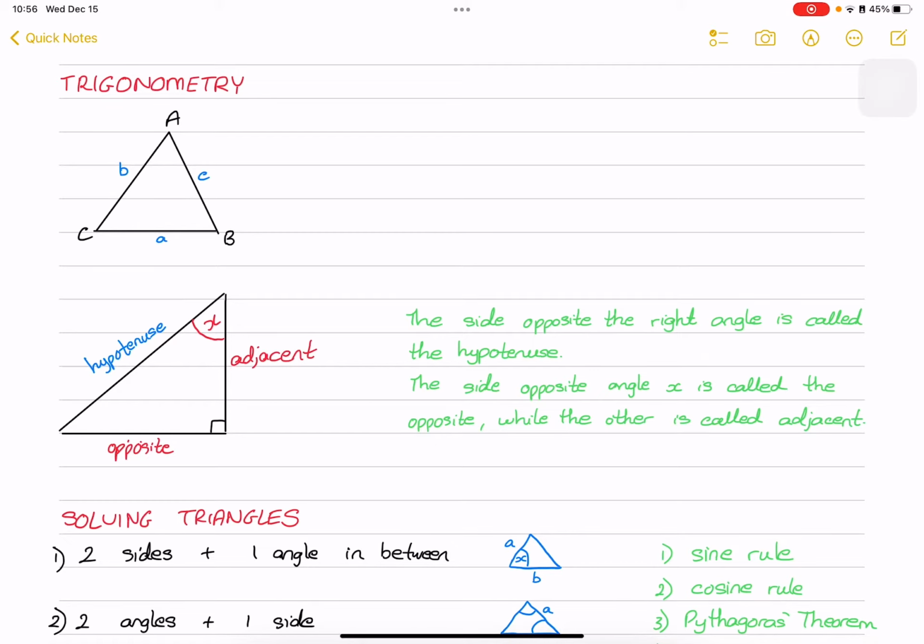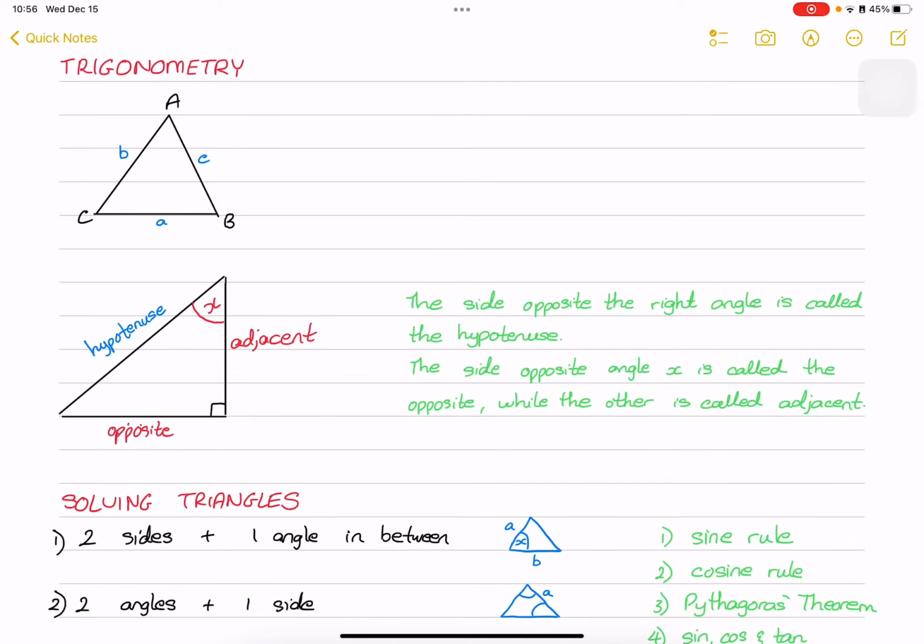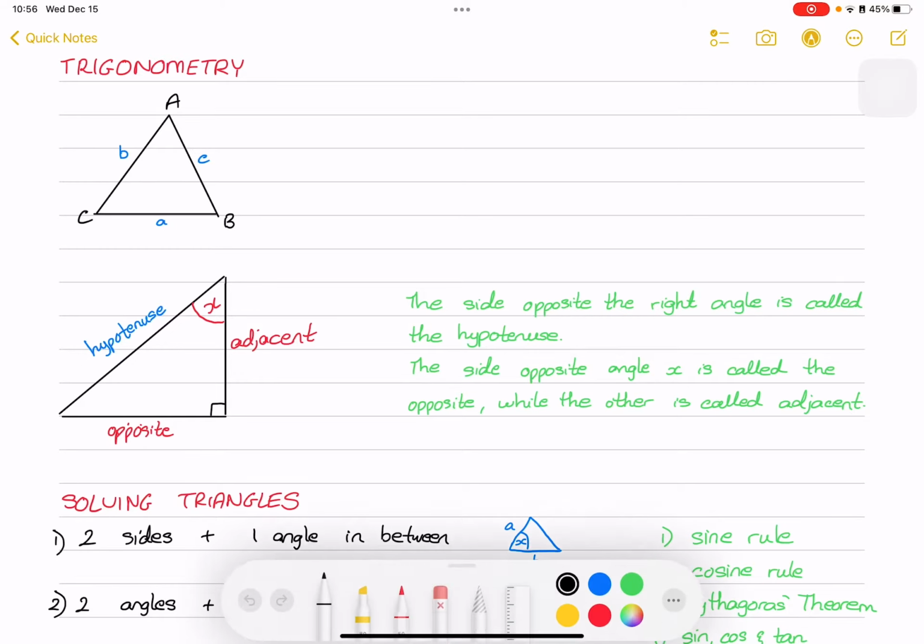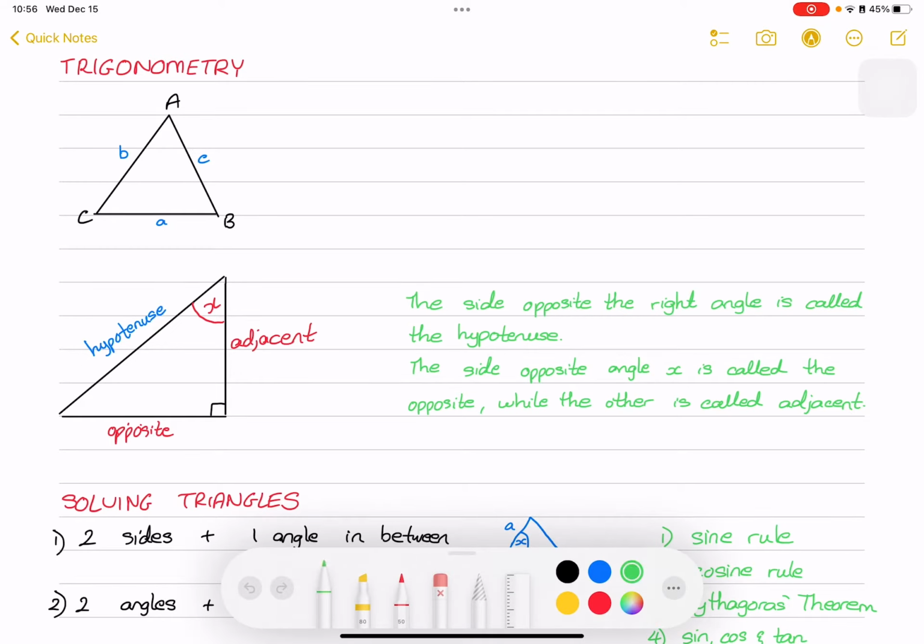It's the second diagram. Okay, so if they were to give us an angle, we can name it x, alright? Now before we get into that, the side that is opposite the right angle, so remember your right angle is this, okay? The side opposite to that is also the longest side in a right-angled triangle, and it's also called the hypotenuse.